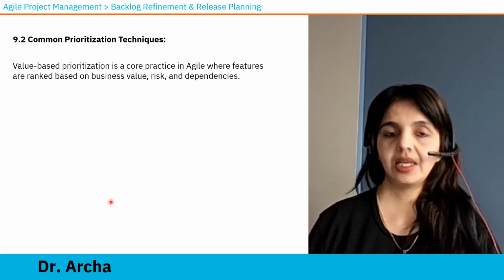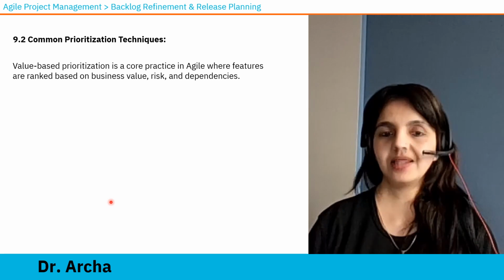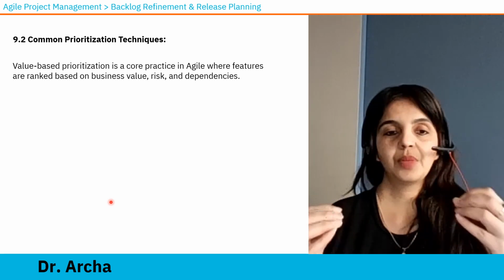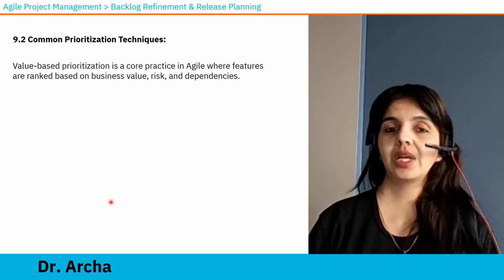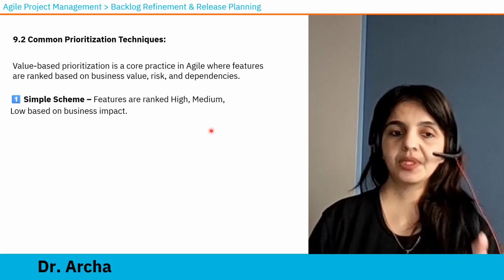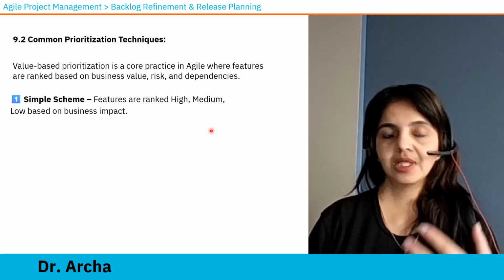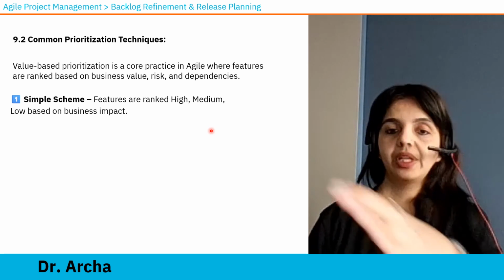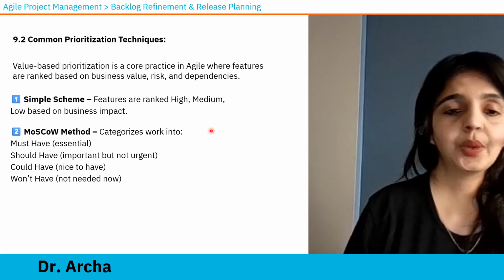So there are techniques and there are processes that the teams follow to correctly prioritize features so that we provide most business value to the customers, and we also look at risks and dependencies. We will quickly talk about some of them. Simple scheme. Features are ranked high, medium, or low. The teams will discuss and they will rank the features into high, medium, and low priority, and accordingly they'll be picked up for development. MoSCoW, it's a very well-known method.